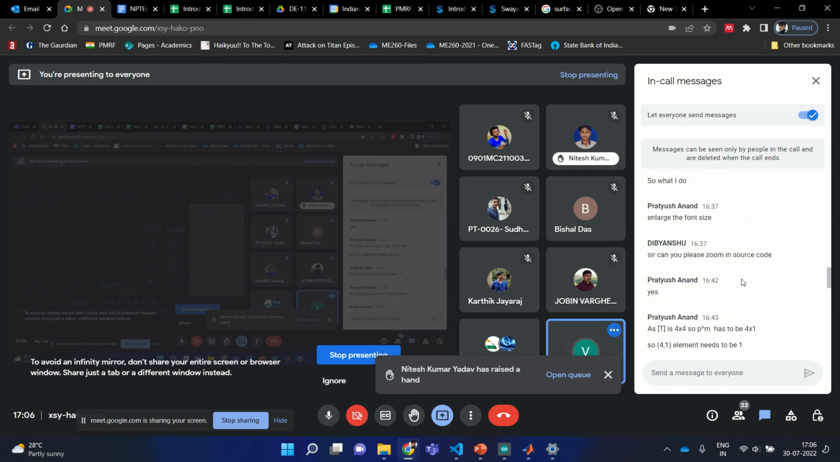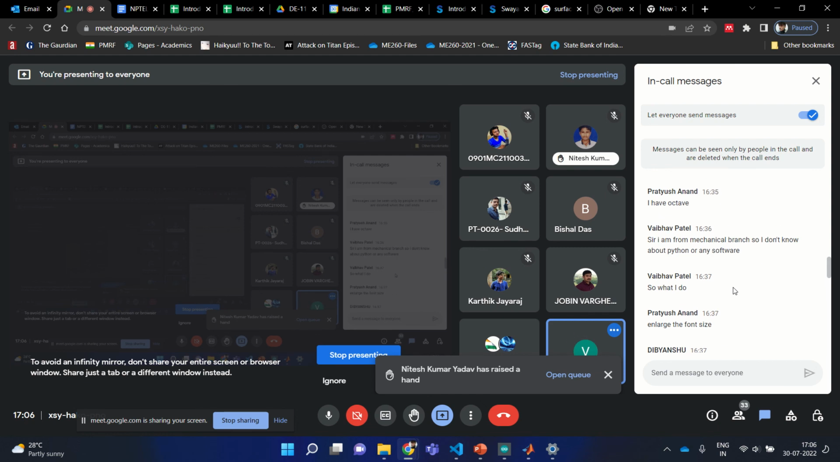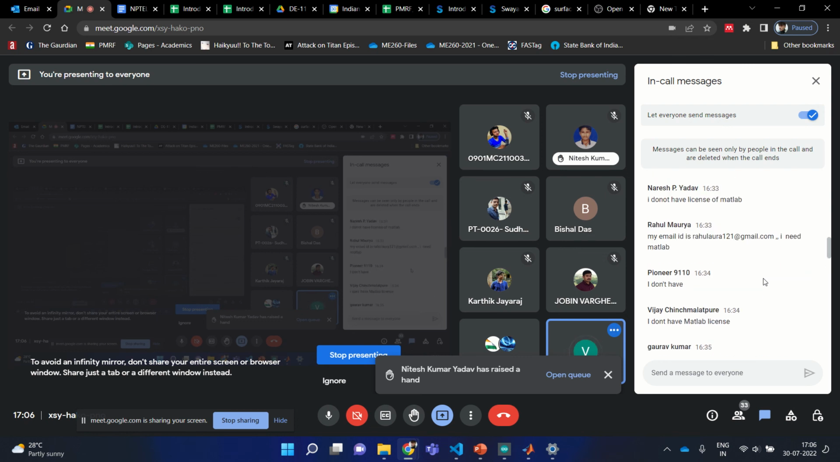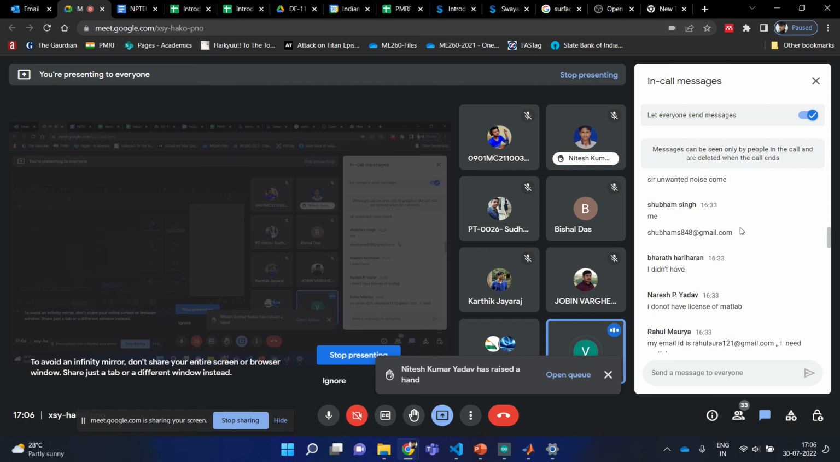Please zoom in on the source code. Dibyanshu, I'll be sharing the code, please don't worry. I have Octave, you can use any software. It's just to understand how things work. I don't have a MATLAB license. I will not be providing a MATLAB license because we all are from different institutions and organizations. I will not be providing any software, but yes, I can give you equivalent open source codes, and that will be working just fine.